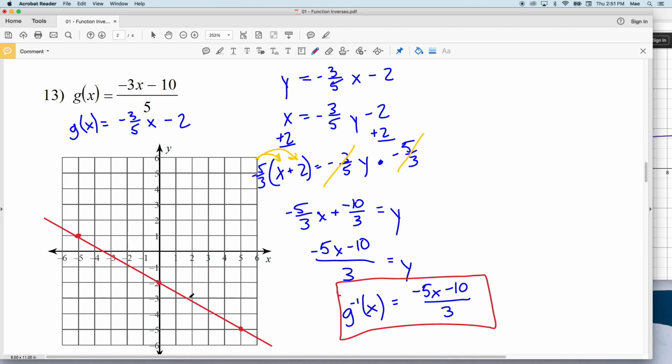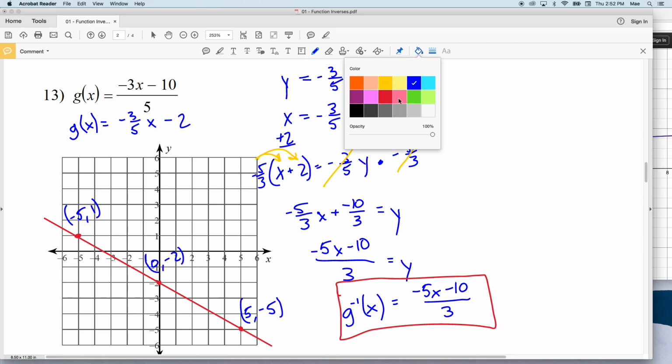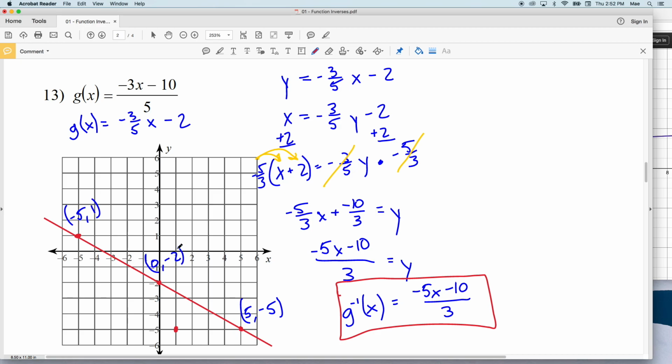However, since we already have our points, let's go ahead and just flip those. So remember, we had -5, +1, we had +5, -5, and we had 0, -2. So that means -5, 1 will become 1, -5, 0, -2 will become -2, 0, and 5, -5 will become -5, 5. Now I'll draw a line connecting those points. And that's my solution in number 13.